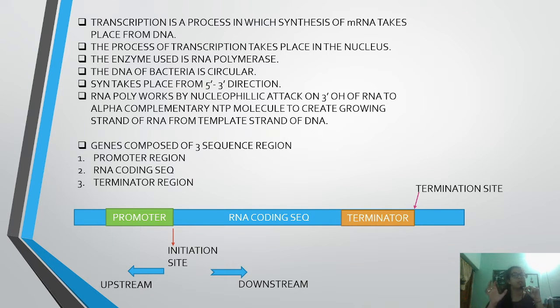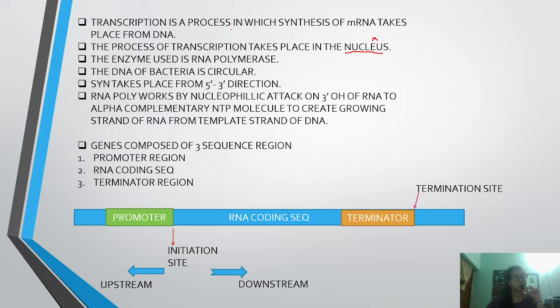We will be discussing transcription in prokaryotes only, and we will be specific to that in this video. In the upcoming video, we will be discussing transcription in eukaryotes, and then translation. Okay. So the process of transcription in prokaryotes takes place in the nucleus. This is very important to note down. The location of each is very important. So the process of transcription takes place in the nucleus.